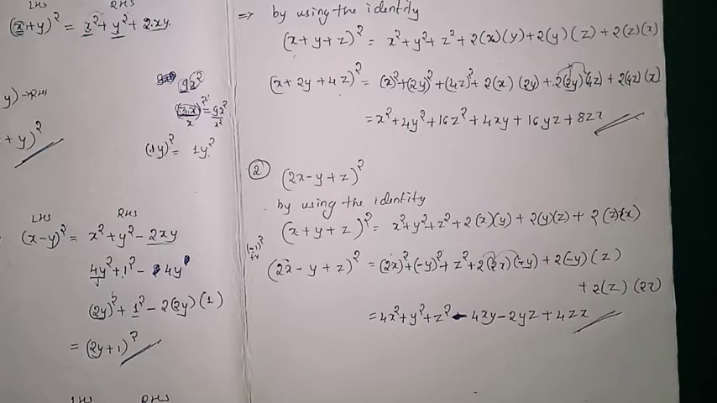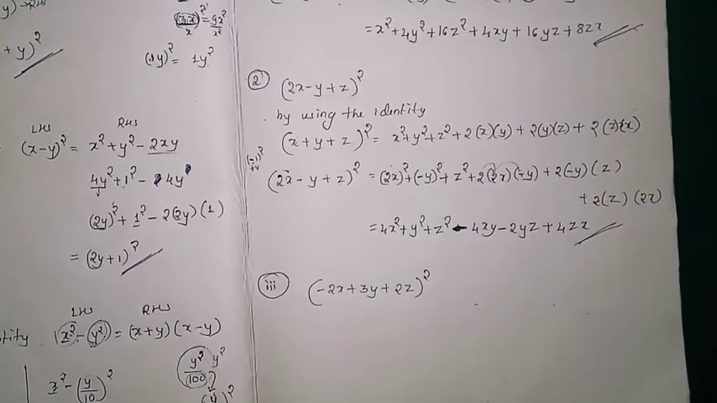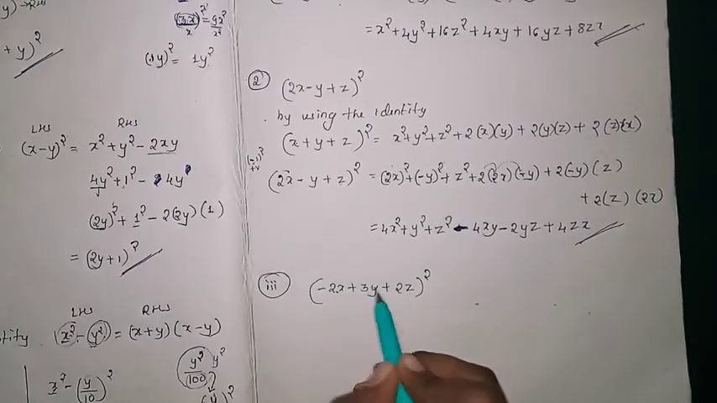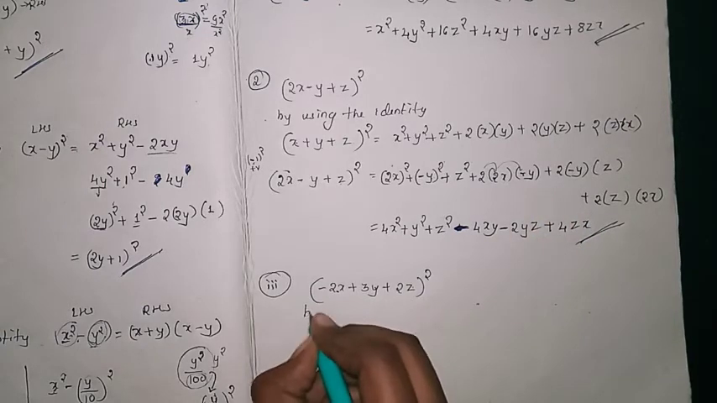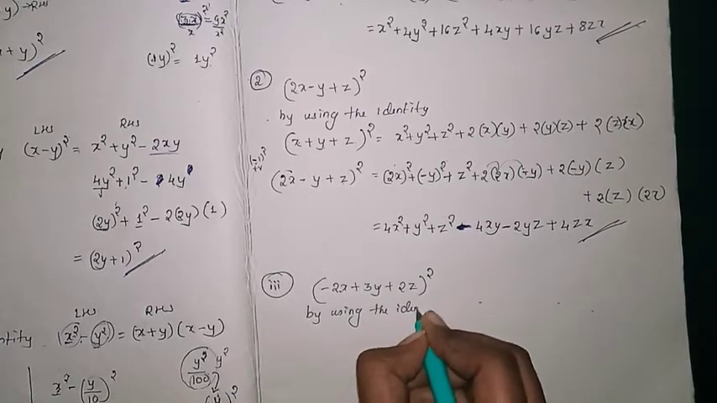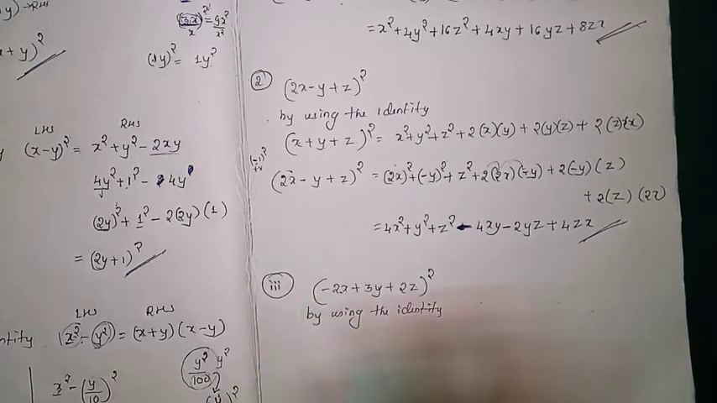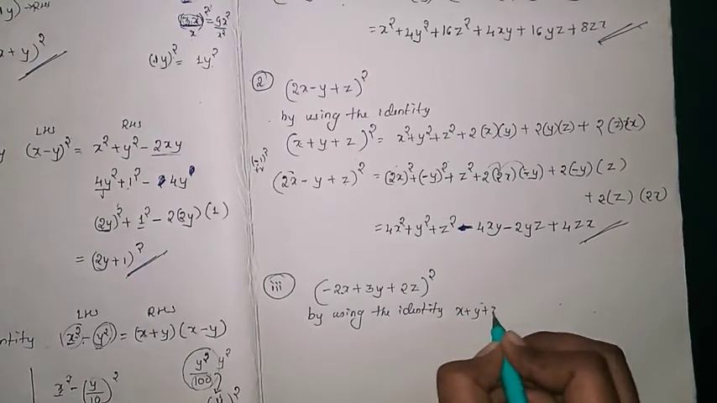This is a second problem. Just solve it. Third one. So this is also same, like we have x, y, z, three terms with that square term. So you have to expand by using the identity. So now I am not explaining in detail because you know how to write. So that is x plus y plus z whole raised to square.